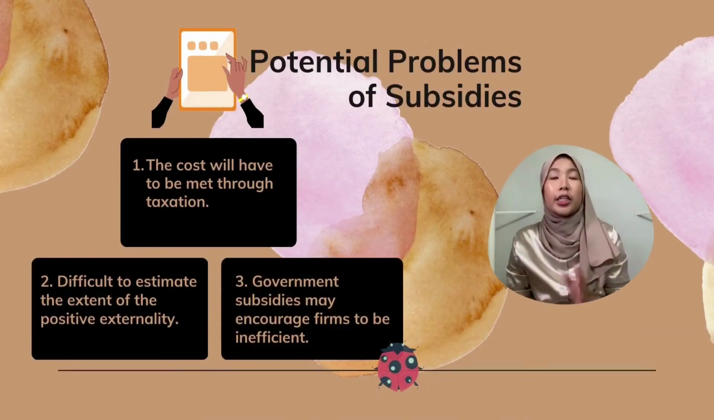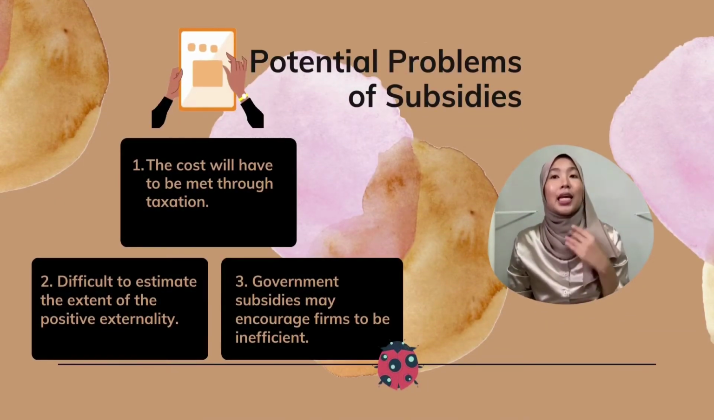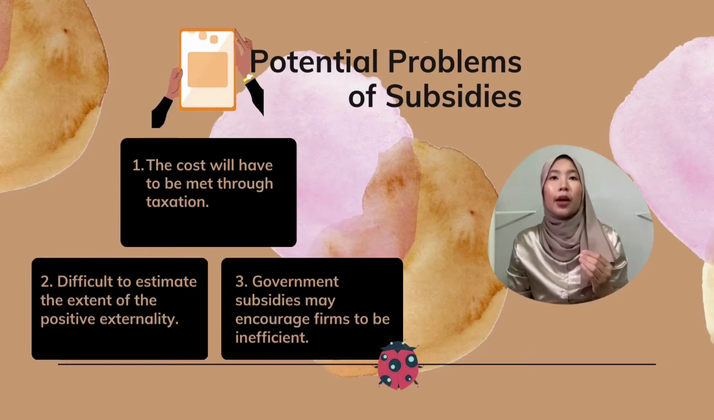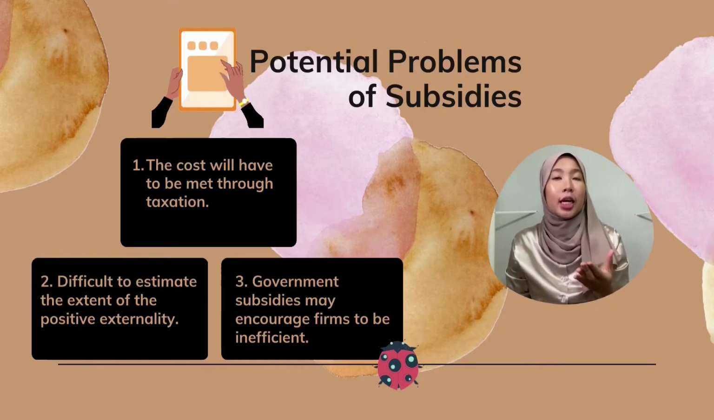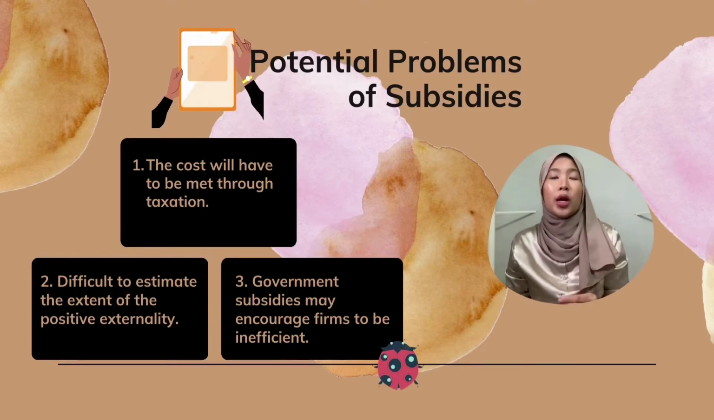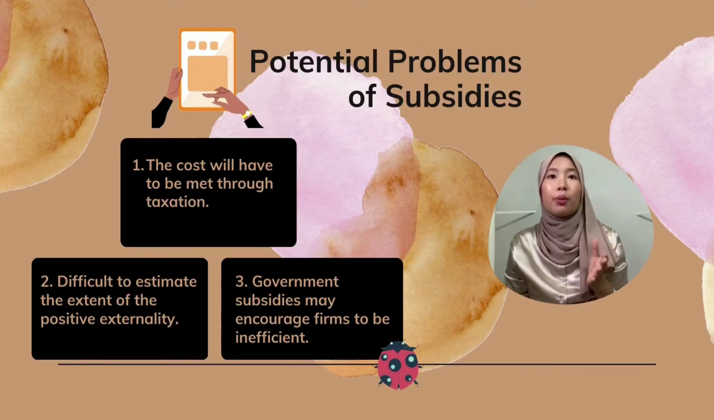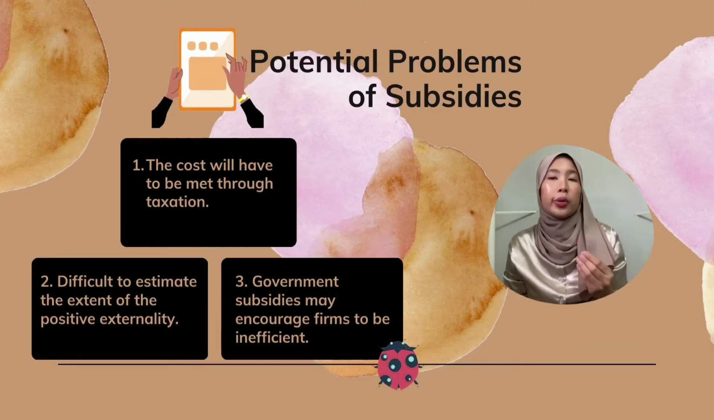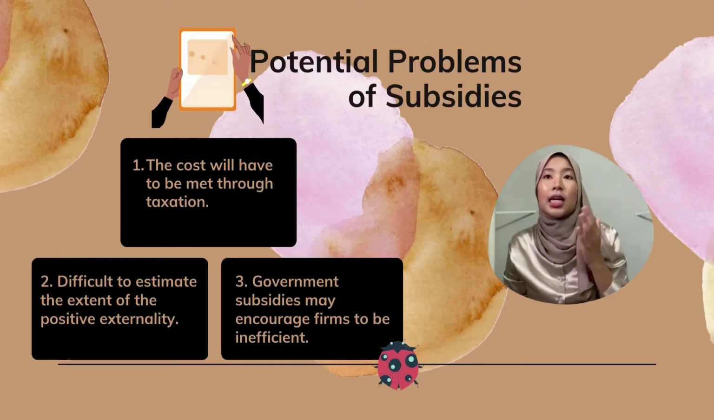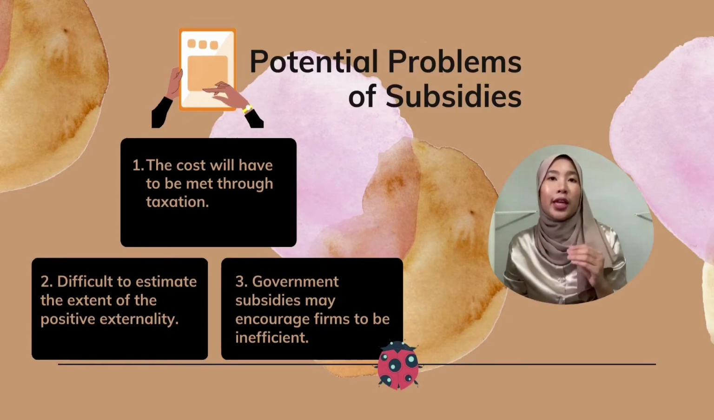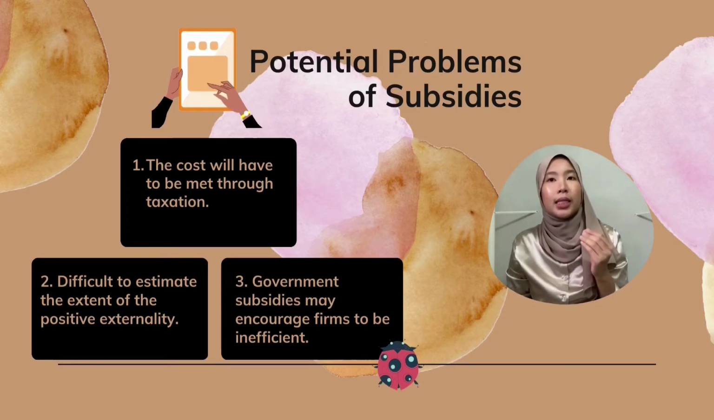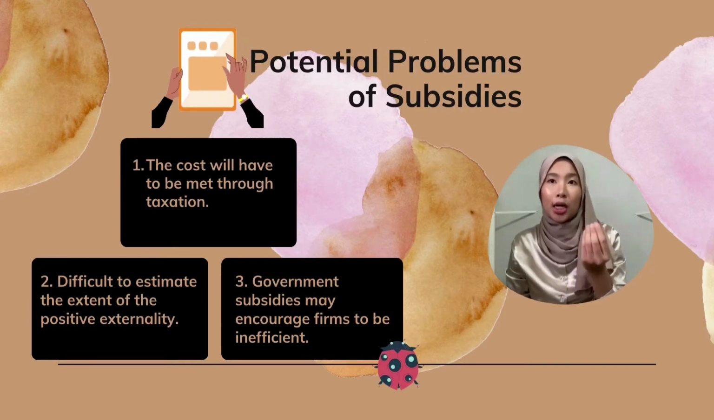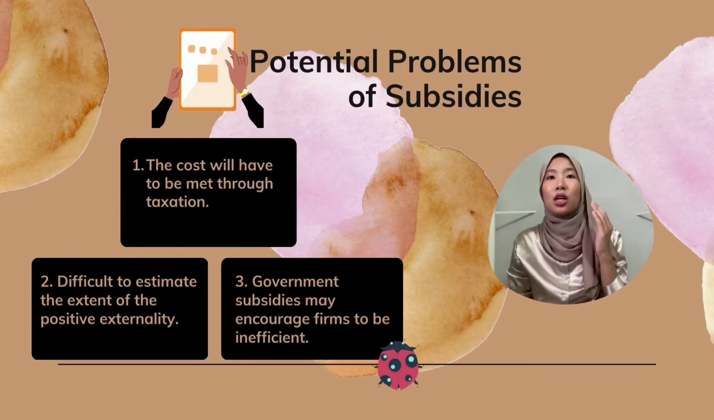Next are the potential problems of subsidies. As you can see here, the cost will have to be met through taxation. Some taxation, for example income tax, may reduce the incentive to work. Although the most efficient way to raise revenue for subsidizing positive externalities would be to tax goods with negative externalities, such as taxing cars driving in a city centre, which means a congestion charge, and use the money to pay for public transport.